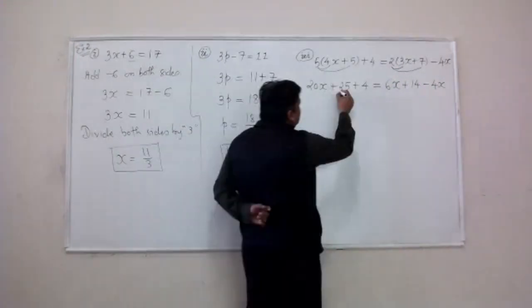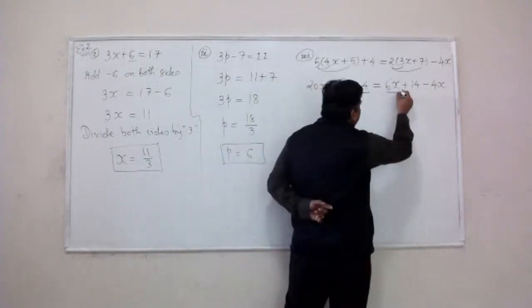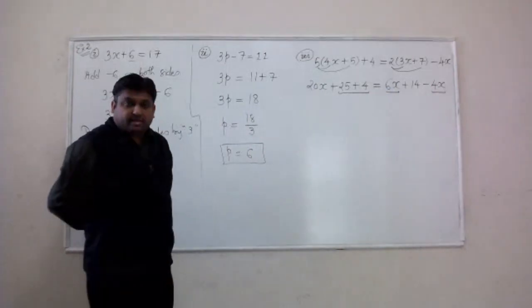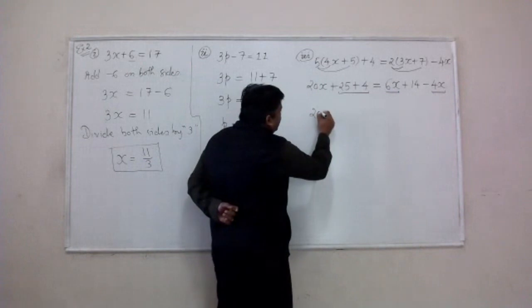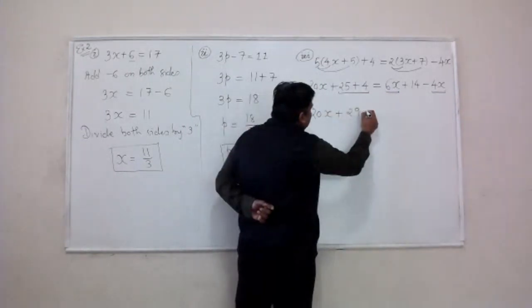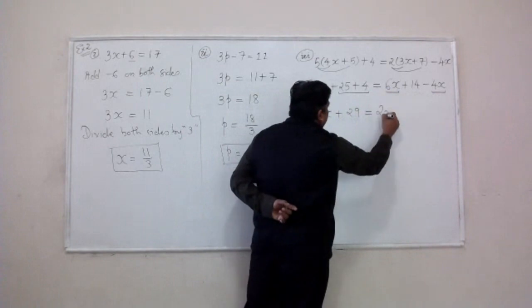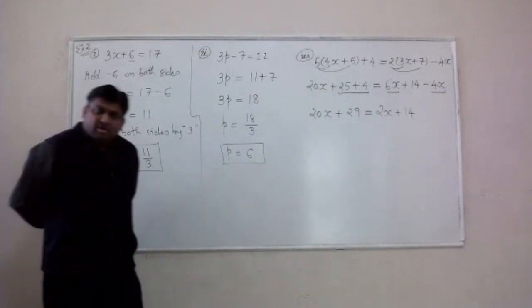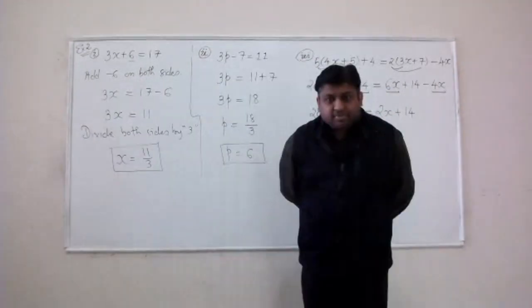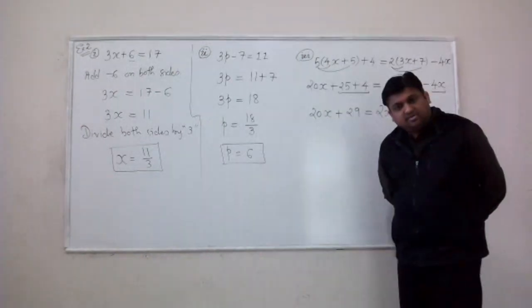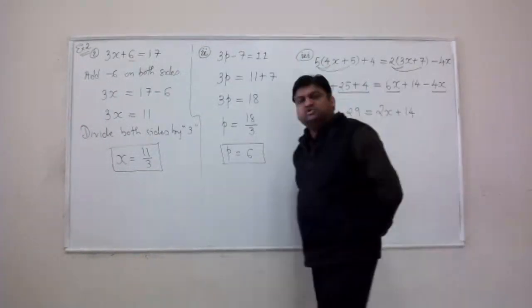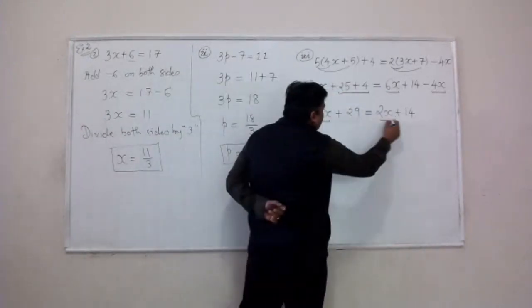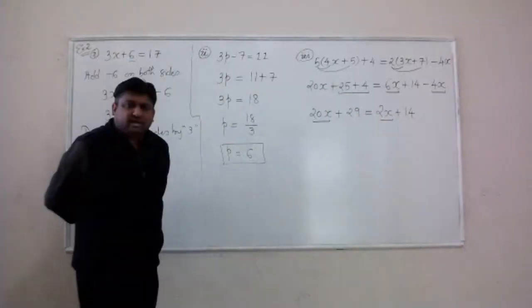On the left side, I have two numbers. On the right side, I have 2x to the power 1 term. We need to simplify them. Let's simplify them. I get 20x plus 29 equal to 2x plus 14. Right? There is only one variable here, and that is x. How do we solve this for x? Well, to solve it for x, I need to isolate x. All right? The problem is that I have variable x on both sides of equality.